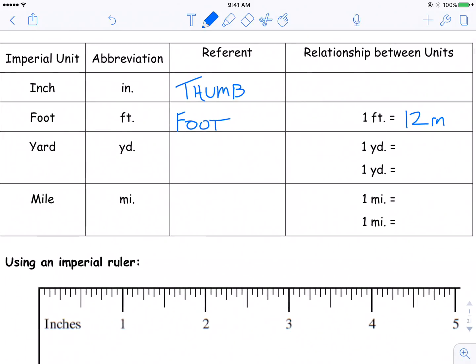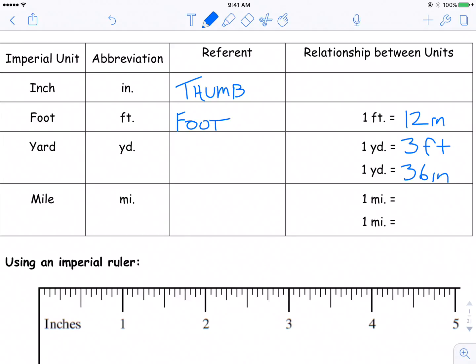A yard, which you might refer to as a yardstick. Most likely you've probably seen them as meter sticks. Well, a meter stick is actually a little bit longer than a yardstick. A yardstick contains only 3 feet. So if we look at our relationship between units, a yard is 3 feet, and because it is 3 feet, it would be 36 inches.